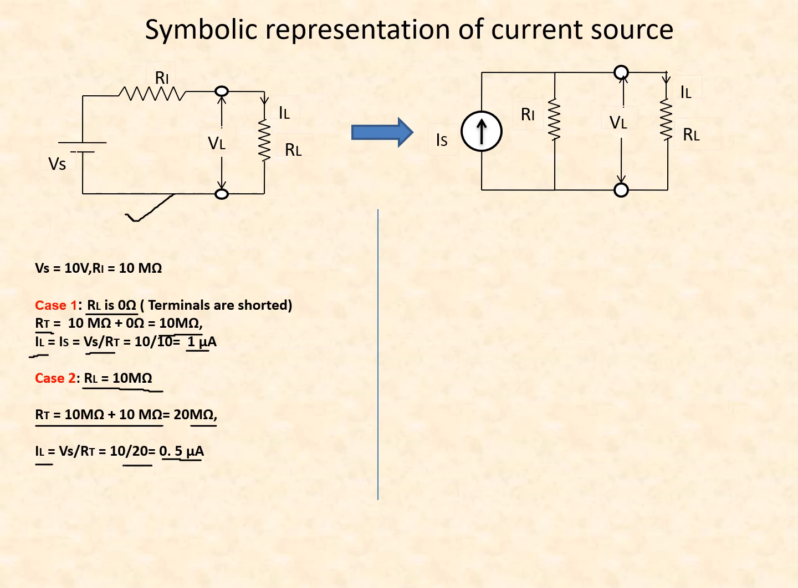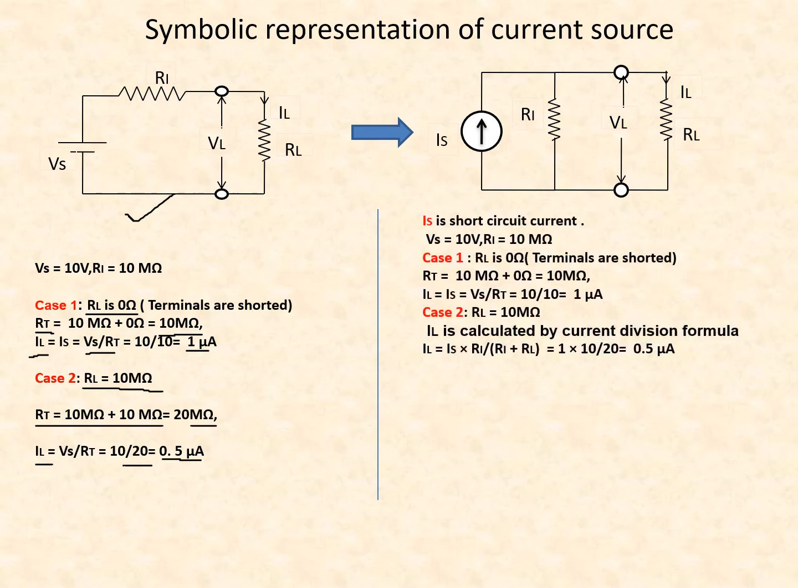In this, what we are going to see the values. Is the short circuit current, that is this current. Ri is equal to 10 mega ohms, that is this one. Let us see case 1 and case 2. In case 1, RL is 0 ohms. So RT is 10 mega ohms plus 0, that is 10 mega ohms. So I have calculated first Is. So Is is equal to short circuit current, that is Vs by RT, that is 10 by 10, that is equal to 1 microampere. So my Is is 1 microampere.